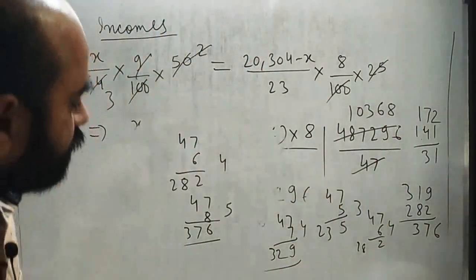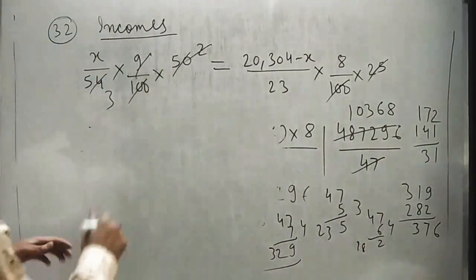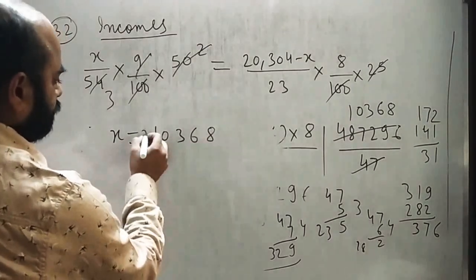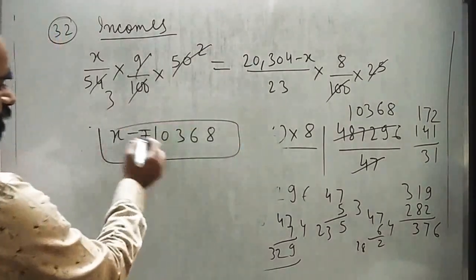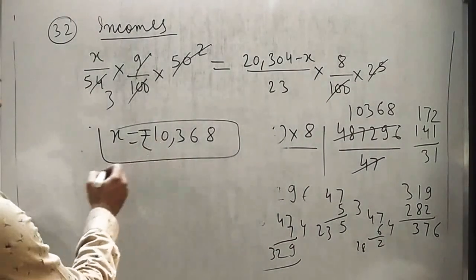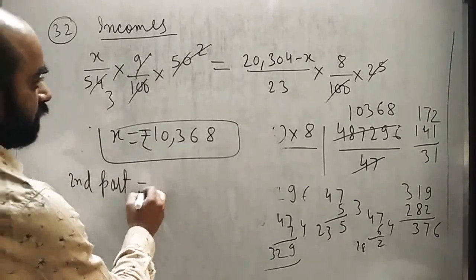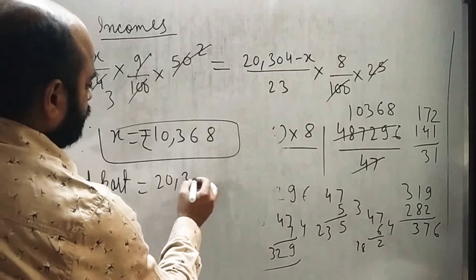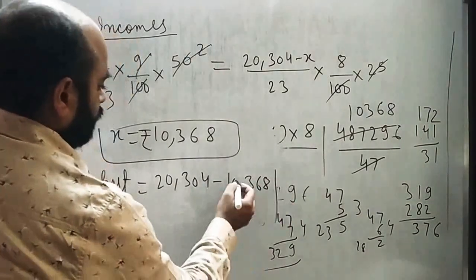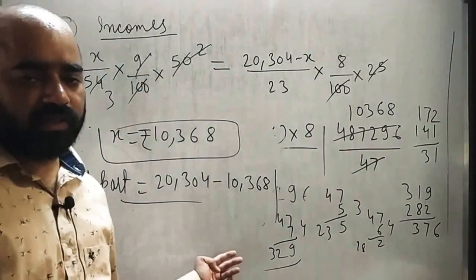So finally x will come 1036. So this is the first part. So we can calculate the second part. Second part will be subtract 20,304 minus 10,360. So that will give the second part. Clear? So that was the question.